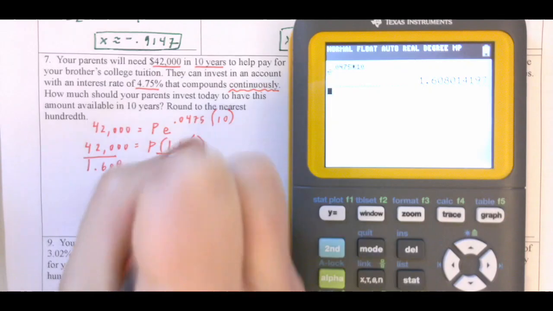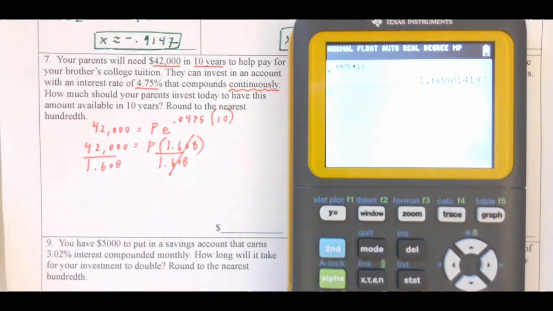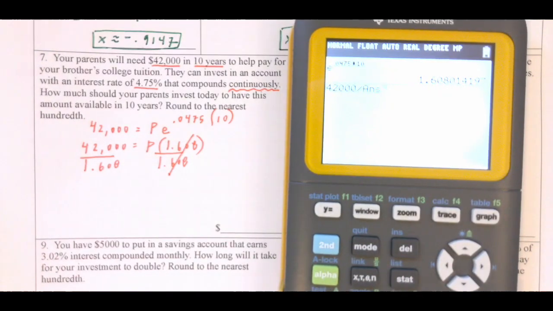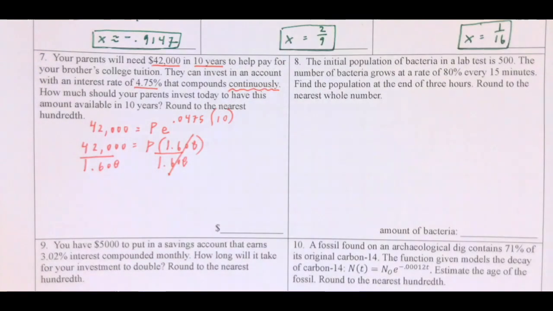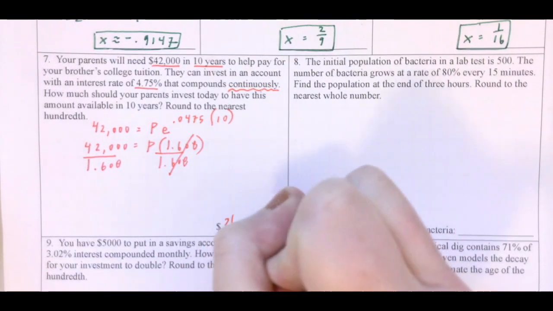All right, so good steps showing my work. Now I take the 42,000 and divide by that previous answer, so I'm not rounding till the very end of the problem, and here we go. So the initial investment would have to be $26,119.17.